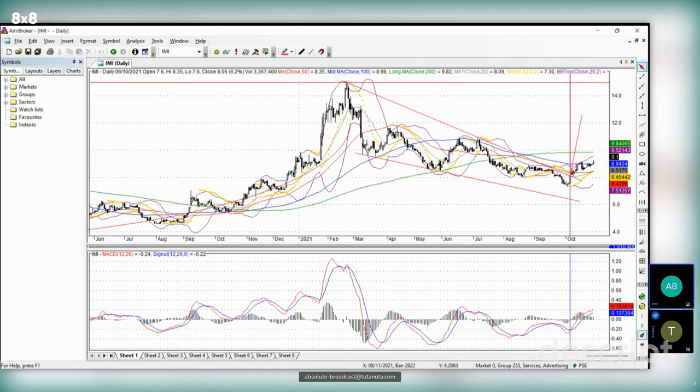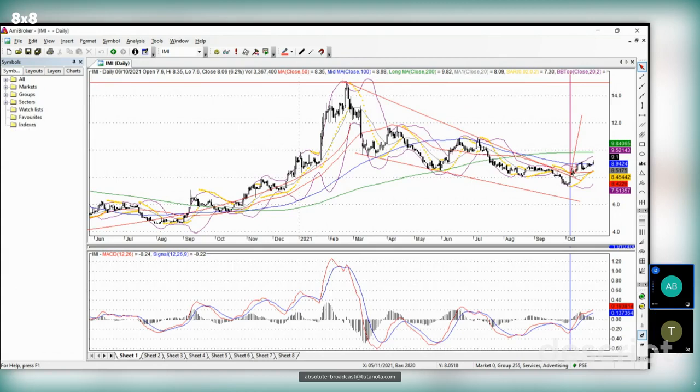Siyempre, it depends on your setup, di ba? Your trading plan, kung anong indicator or anong ilalagay mo sa chart mo to make you understand it more, or to make it easier for you to analyze a certain stock.